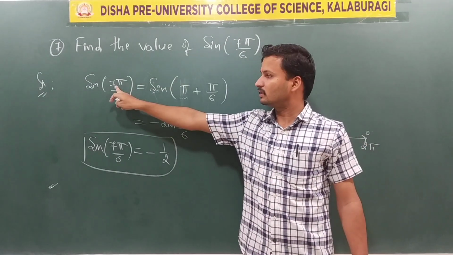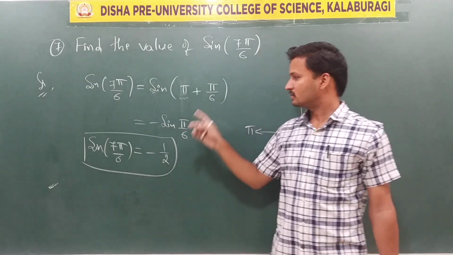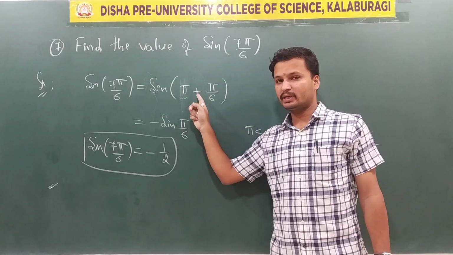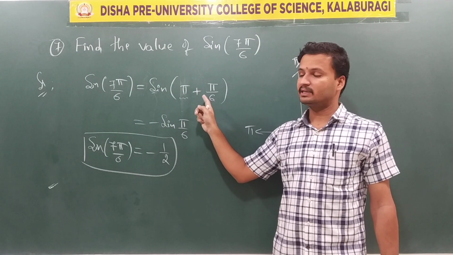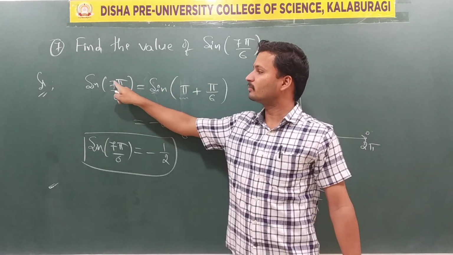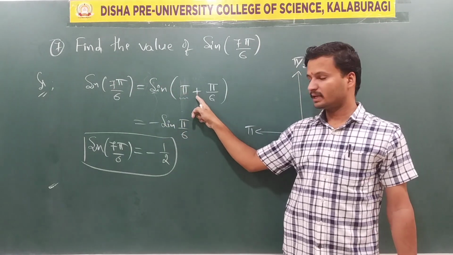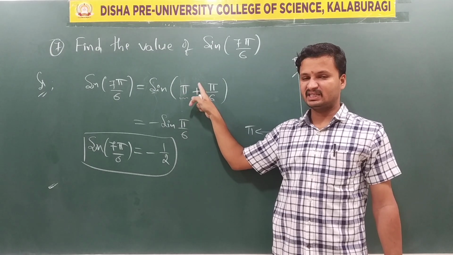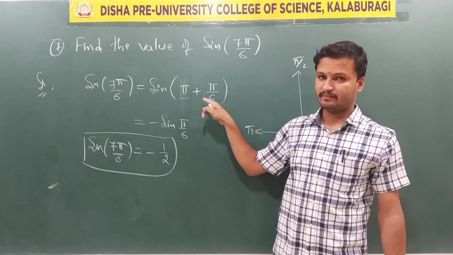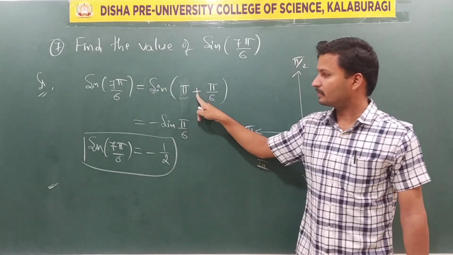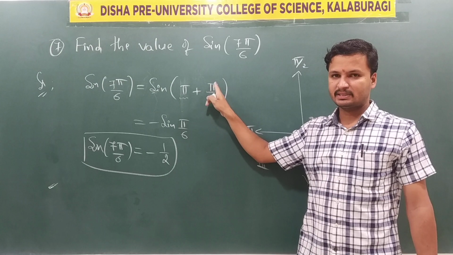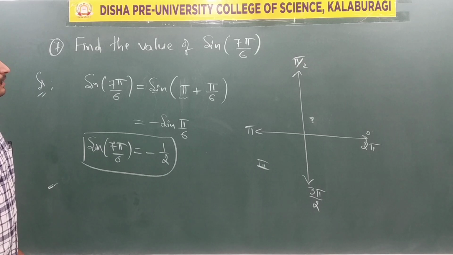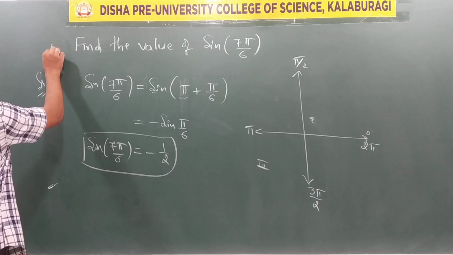First observe, leave this 7, only pi by 6 is there. So write down pi by 6 and take here pi. Here we need to take an operation, either plus or minus. It depends on this number 7. If I take a minus sign, then LCM is 6, so 6 pi minus pi is 5 pi by 6. But we need to get the 7, so take the plus sign. So 6 pi plus pi, 7 pi divided by 6.